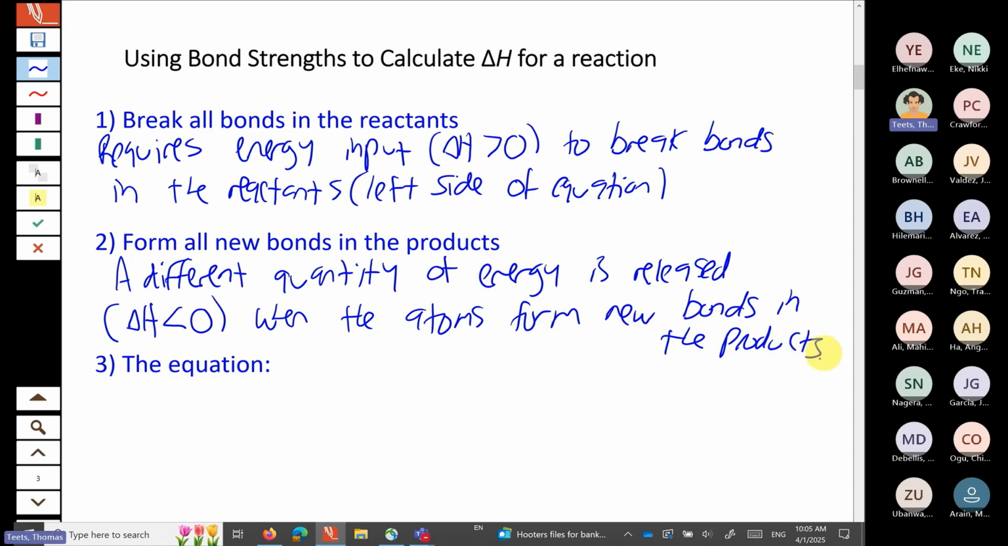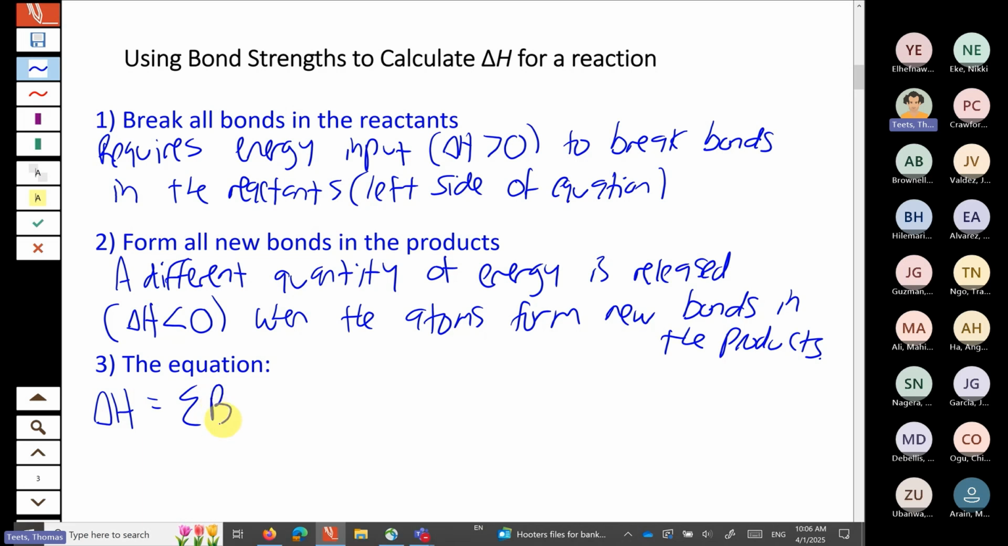So in that sense, it's kind of similar to what we did with delta H formation. We're going to take all the bond energies on the reactant side, sum them together, all the bond energies on the product side, and sum them together. We're going to have two quantities that we then have to subtract. But the first key difference is that instead of being products minus reactants, it's going to end up being reactants minus products.